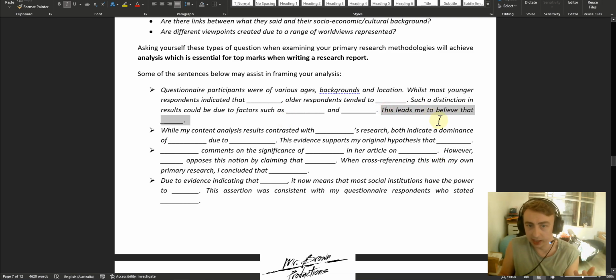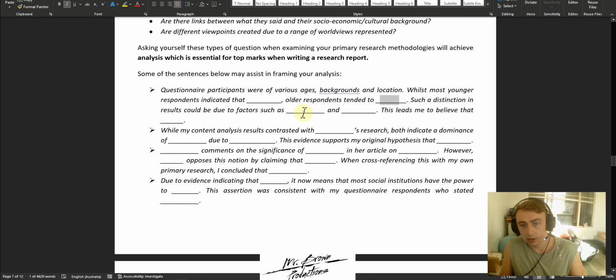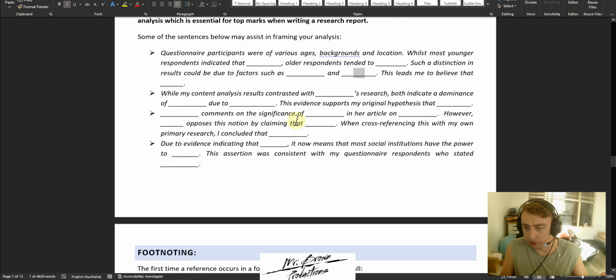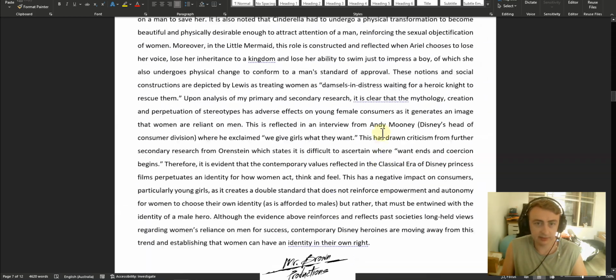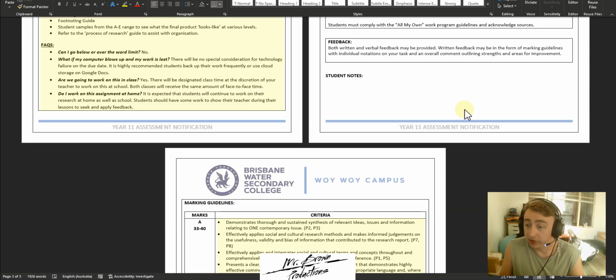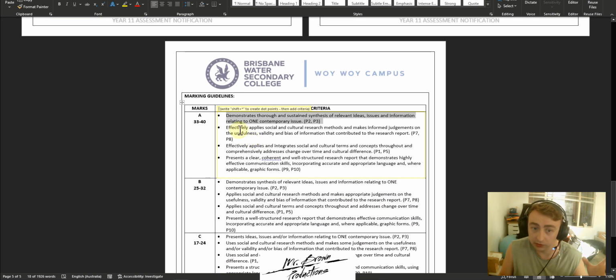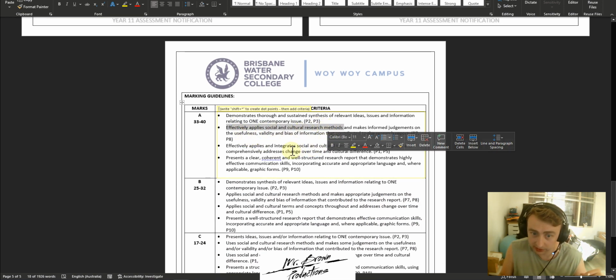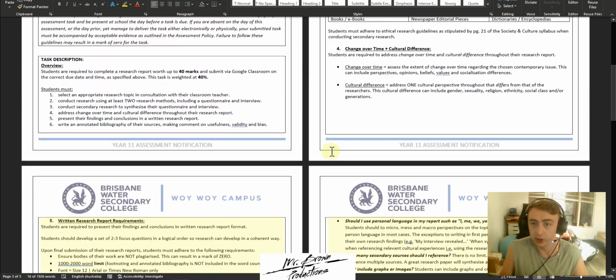This leads me to believe that... So you can see that analyzing your data, you can plug in your content within these sentence starters and framing. So that might help you as well. So that's, I guess, it in terms of how to construct the OSAE method. Hope you found it helpful, and that's the thing that's really going to nail that top criteria. And if you do that, you're effectively applying social research methods, you're effectively integrating cultural terms. So if you follow that OSAE structure, it'll do wonders for you.